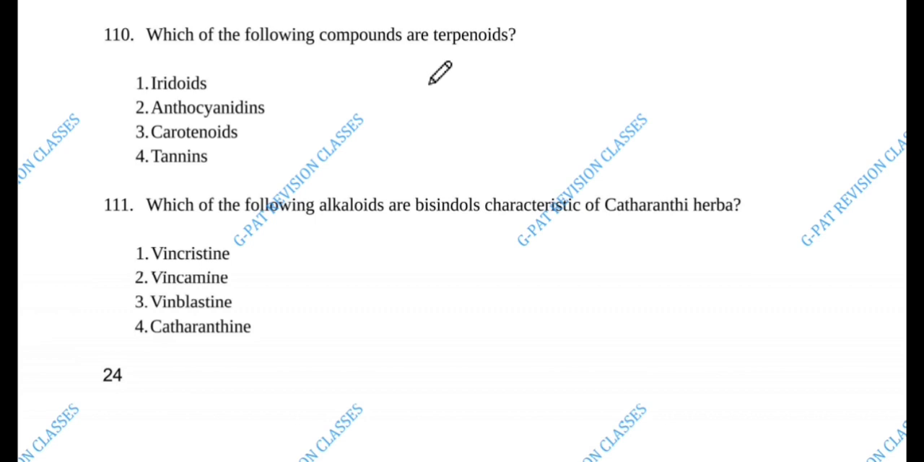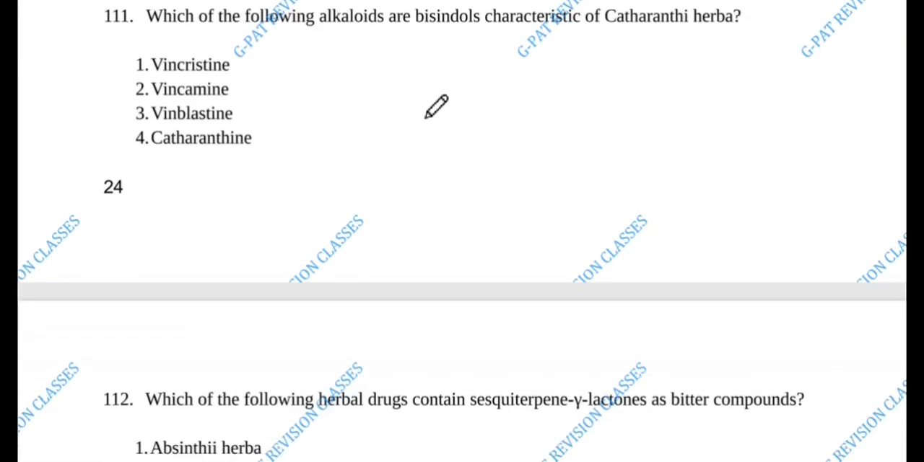Which of the following compounds are terpenoids? The answer is second, anthocyanidins. Next is question number 111.